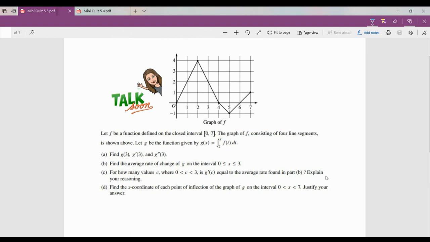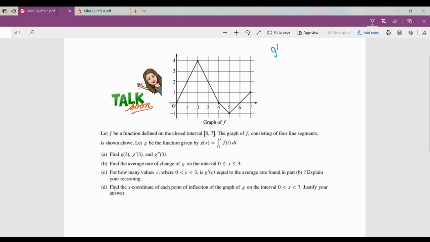Guys, so today we're going to go through the mini quiz from 5.5. So we've got the graph of f is given, and then we've got g is the integral from 2 to x of f of t dt. So part A says find g of 3, g prime of 3, and g double prime of 3.